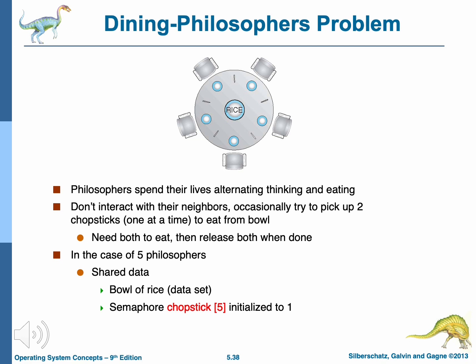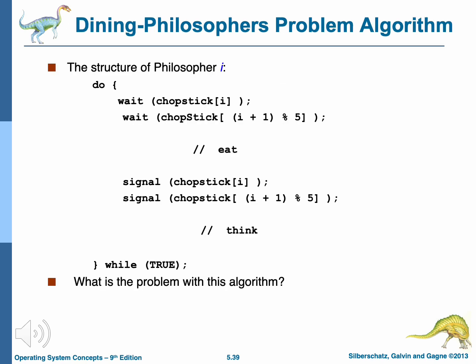A philosopher tries to grab a chopstick by executing a wait operation on that semaphore. She releases her chopsticks by executing the signal operation on the appropriate semaphores. Thus, the shared data are semaphore chopstick[5], where all the elements of chopstick are initialized to 1. The structure of philosopher i is shown here.